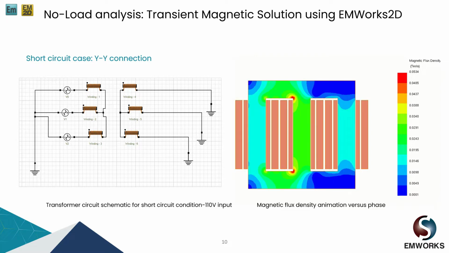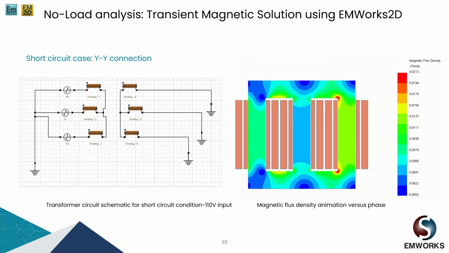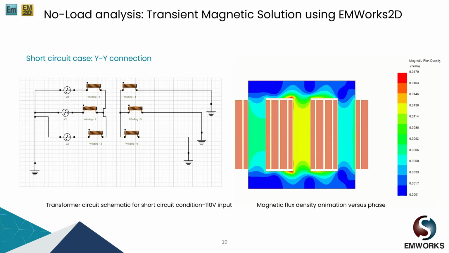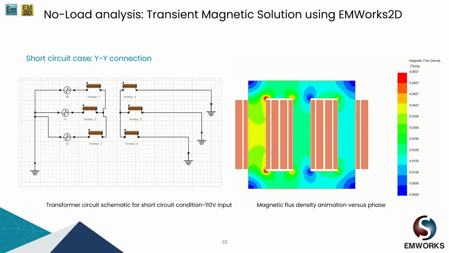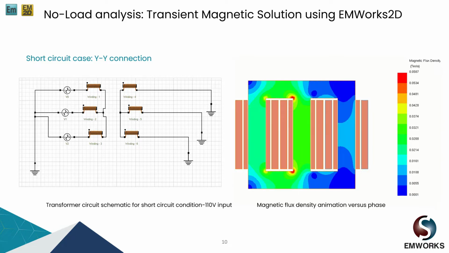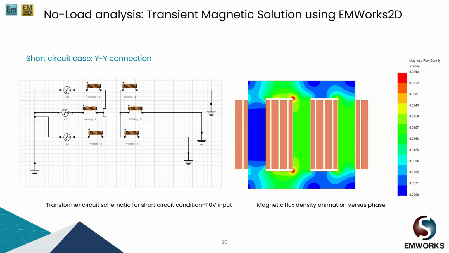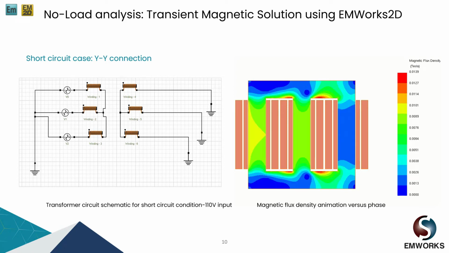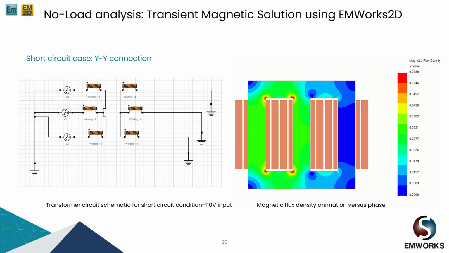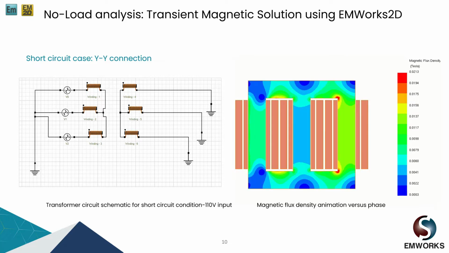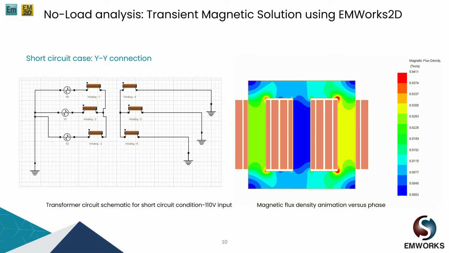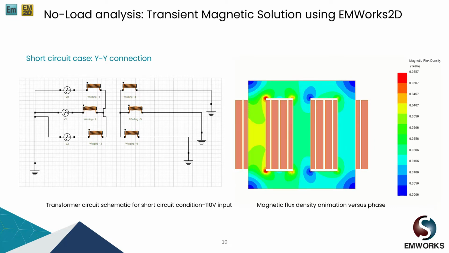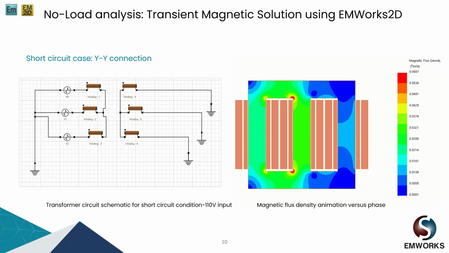Here is another type of circuit, which is the short circuit. As you can see, a short circuit created using the circuit simulator of EMWorks2D. Here we performed the short circuit with a reduced voltage to compute the short circuit current. This helps to investigate the short circuit current levels and how they behave versus time. At the right side we also see the magnetic fields varying versus time.